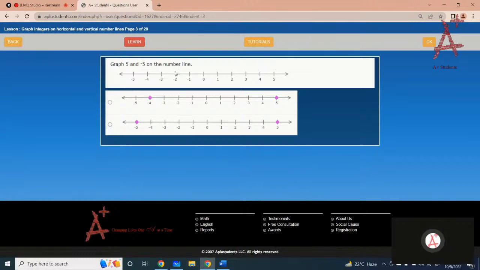Okay, graph 5 and negative 5 on the number line. Which option is the correct one? First one or the second one? Very good. That's the second one.